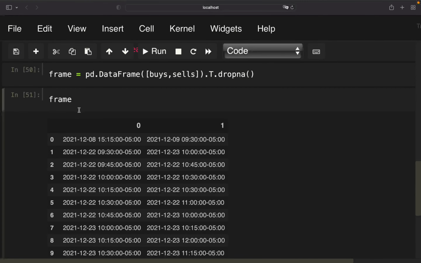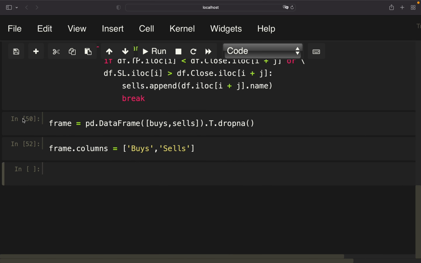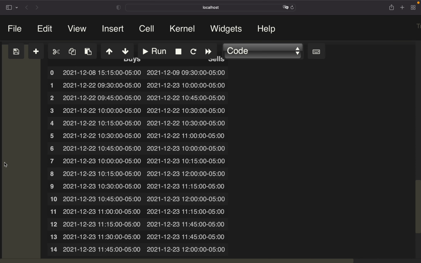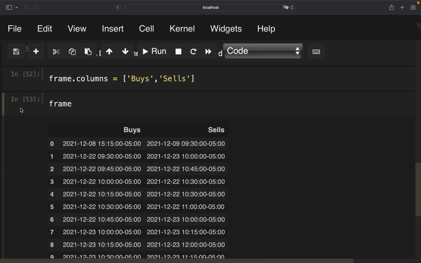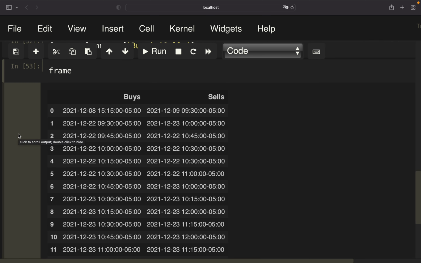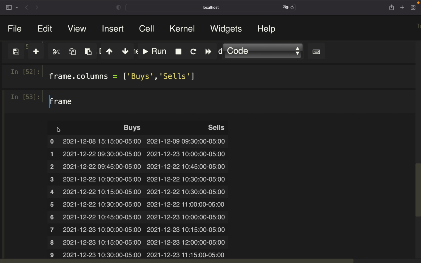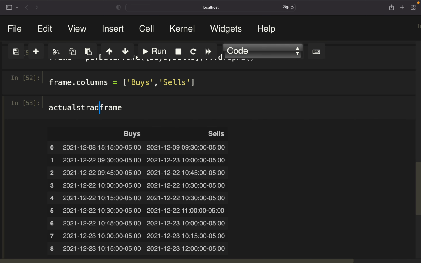All right, so let's do some cosmetics here. Columns are buys and sells, right? So now I have my dates, but I don't have my profits here. But first of all, I want to get rid of those double entries. For instance here, you see I'm entering a position on the 22nd, I'm selling on the 23rd, but I'm opening another position on the 22nd again and again and again. And to get rid of all those multiple positions, I'm defining actual trades.